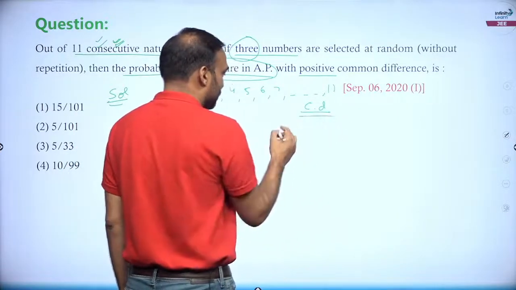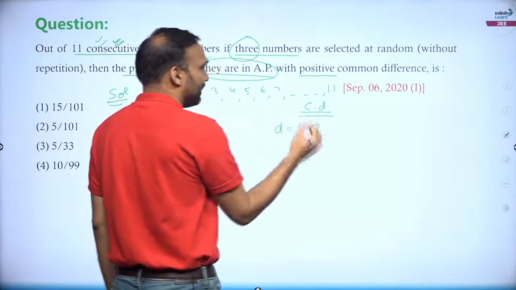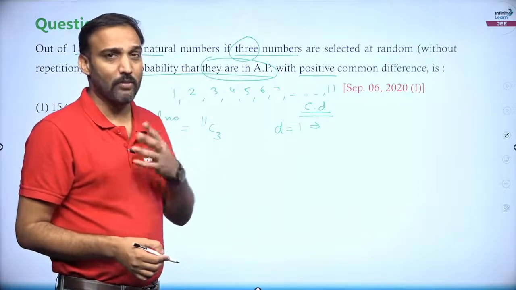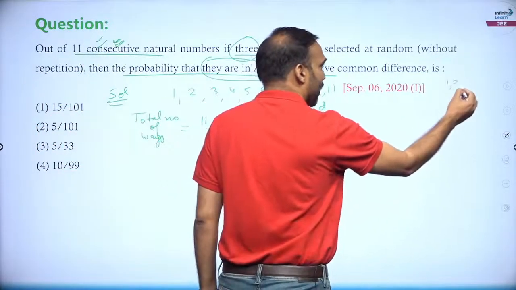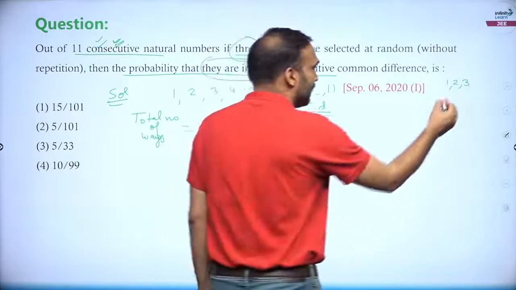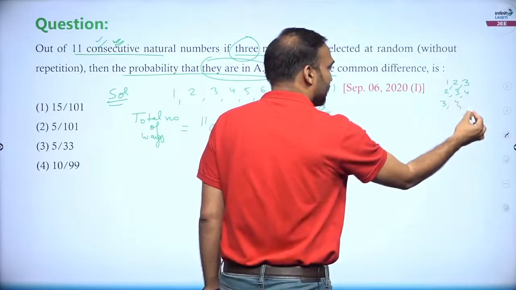So the first possibility can be common difference is 1. Now if common difference is 1, then I have to find out how many 3 numbers are possible with common difference 1 and they are in AP. So I will list down over here. Common difference 1: it is 1, 2, 3, the smallest 3 natural numbers. Then I can have 2, 3, 4. Then I will have 3, 4, 5 and so on.